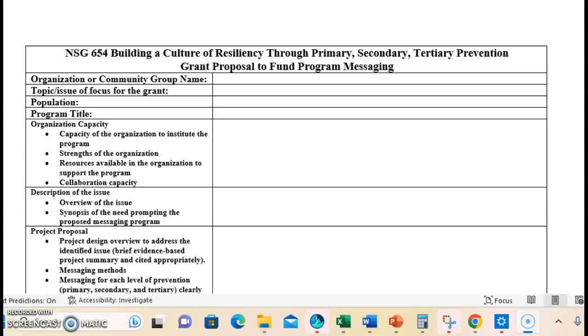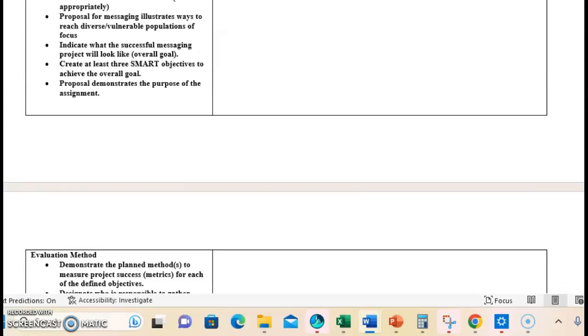So 3 SMART objectives, 1 goal. It will be important for you to discuss how you will reach a diverse population. Remember that your health messaging plan should be realistic.